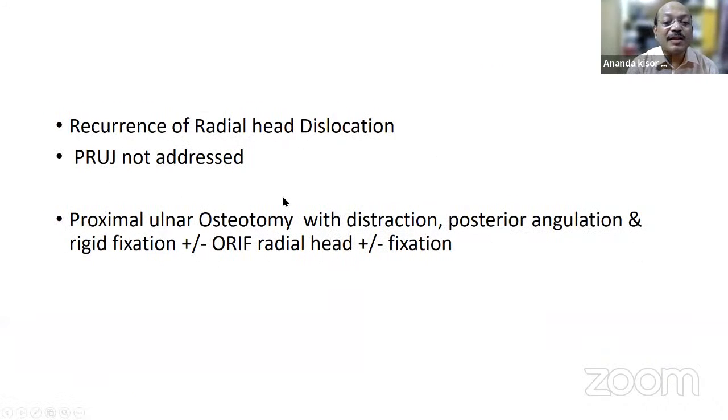Through the proximal ulnar osteotomy, the bone should be adequately distracted so that the ulnar length is maintained, and that will maintain the radial head in position. Not only that, the osteotomy site should be adequately angulated dorsally or posteriorly. Here the fixation is rigid, but it is not adequately distracted and posteriorly angulated, so the ulnar length is not maintained. That is why it may be reduced, it may recur, or it may be unreduced. And the radial head may require open reduction and internal fixation, or fixation with help.